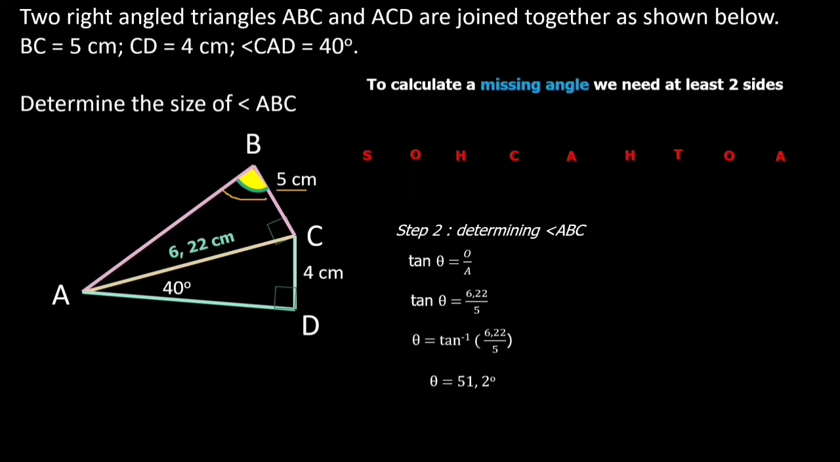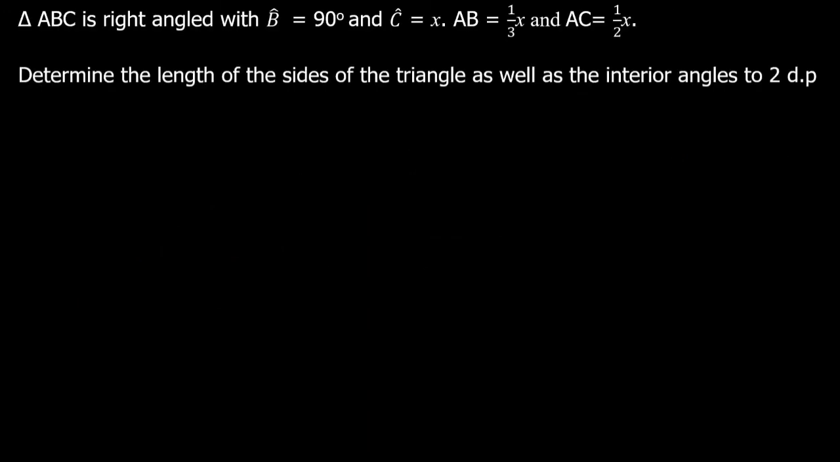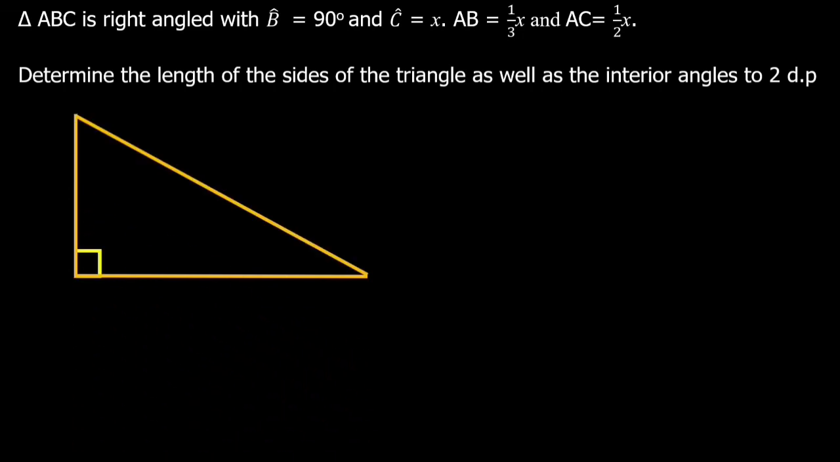Okay, guys. Our last example, we now have sides labeled X in a right angle triangle ABC. Angle B is 90 degrees. Angle C equals X. Side AB equals 1 over 3X, and AC equals half X. Determine the length of the sides of the triangle as well as the other interior angles to 2 decimal places. So we are basically solving this right angle triangle, guys.